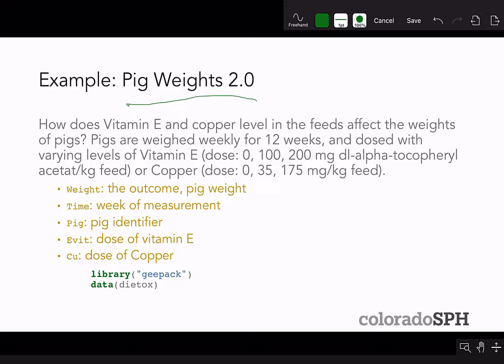And the variables in the data set are weight, which is the outcome, time, which is the week of measurement, pig, which is the pig identifier, this EVIT variable, which is the dose of vitamin E, that's a 3-level categorical variable, and CU, which is the dose of copper, which is also a 3-level categorical variable. To access this data, we're going to install and load the geepack library, and then load the dietox data.